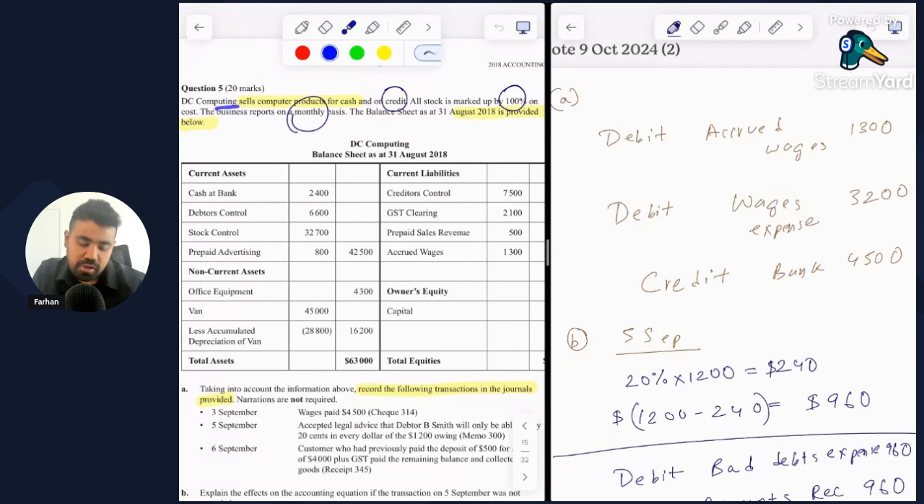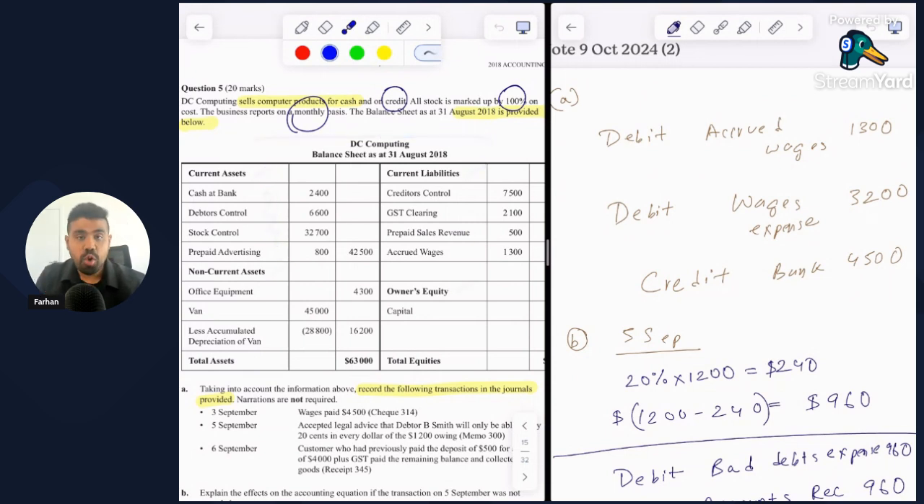VCE Computing sells computer products for cash and on credit. All stock is marked up by 100% on cost. The business reports on a monthly basis. The balance sheet as of 31 August 2018 is provided below. So you can see that we're given the balance sheet here at the end of 31 August 2018, and we're given the various current assets here and all the non-current assets, all the current liabilities, and all the owner's equity.